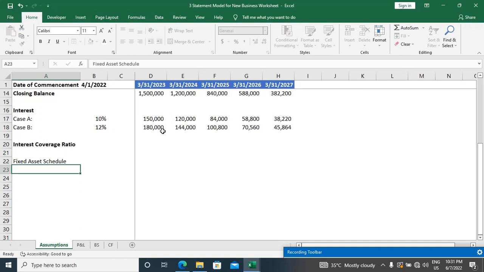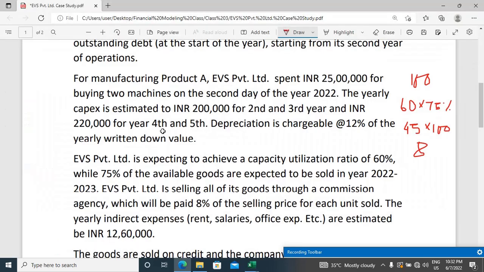Fixed asset schedule. Highlight it, make it bold, Control B. Then in the fixed asset schedule, what are the things that should be there? So it's the capex, that is the capital expenditure. Why am I writing it as capex? Because this is a capital expenditure this company has done. Right, this is a capital expenditure and not a revenue expenditure.